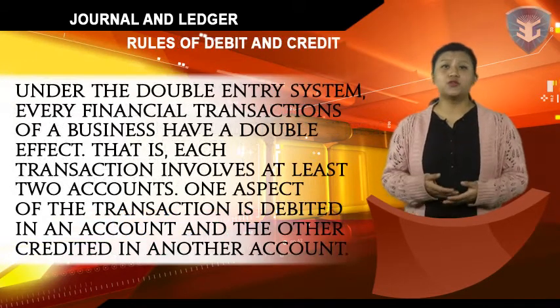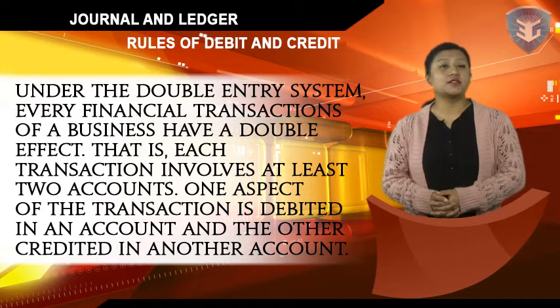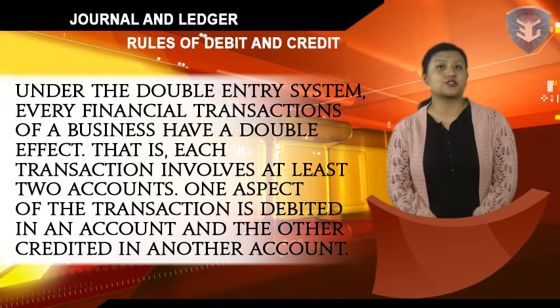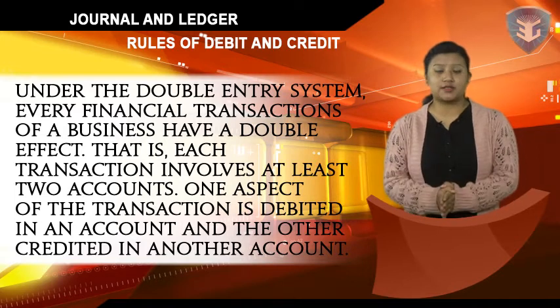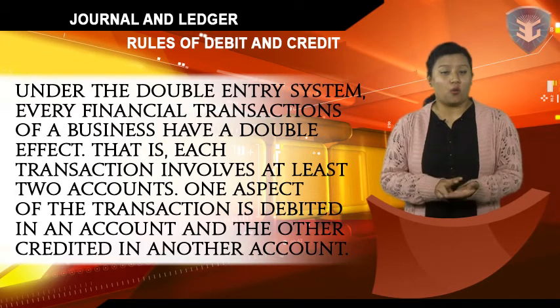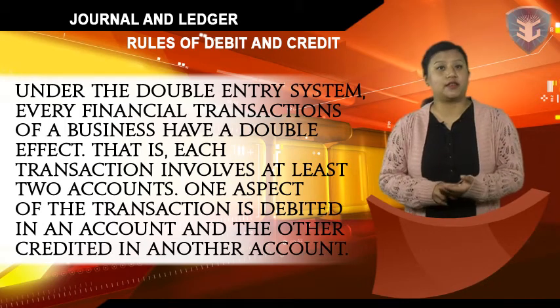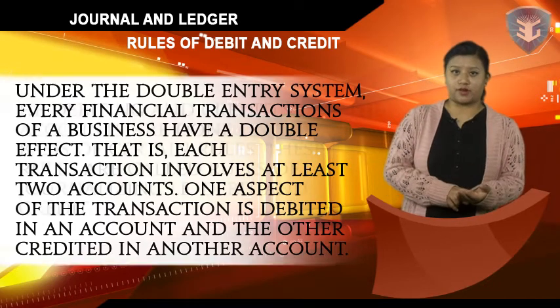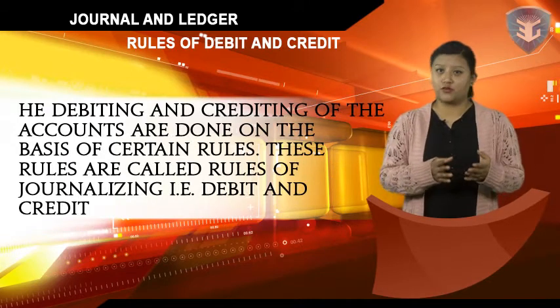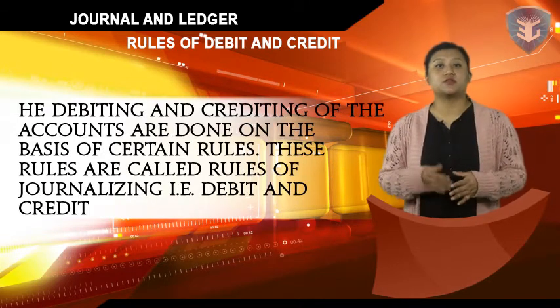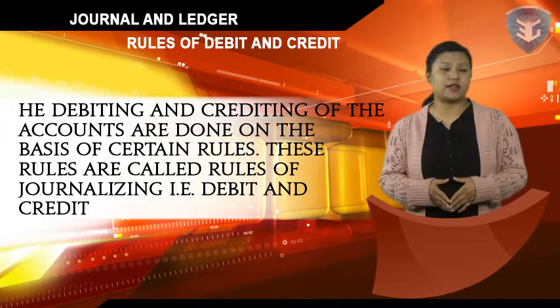Let's now look at the rules of debit and credit. Under the double entry system, every financial transaction of a business has a double effect. That is, each transaction involves at least two accounts. One aspect of the transaction is debited in one account and the other credited in another account. The debiting and crediting of the two accounts are done on the basis of certain rules. These rules are called the rules of journalizing, that is, debit and credit.